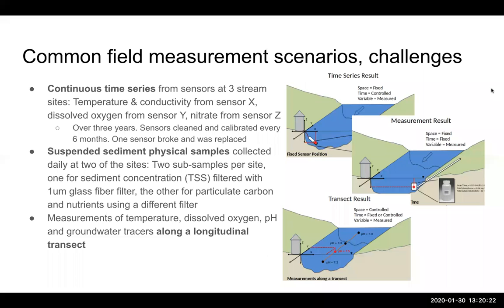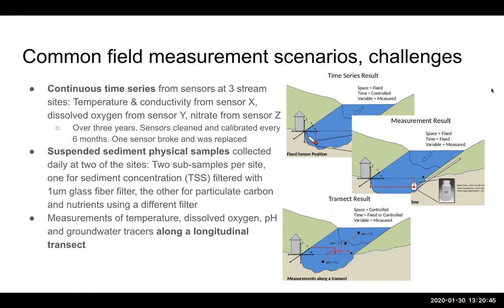But there are different filters that you use for different applications. So you may use one filtration with a 1 micron glass fiber filter to collect sediment concentrations, the total suspended sediment concentrations. And then you filter the other half of the water bottle through a different filter to analyze for carbon and nutrients.